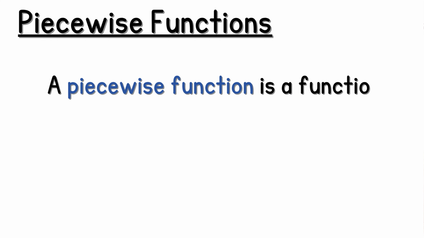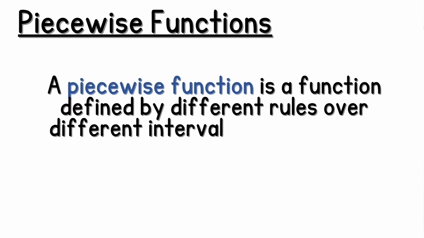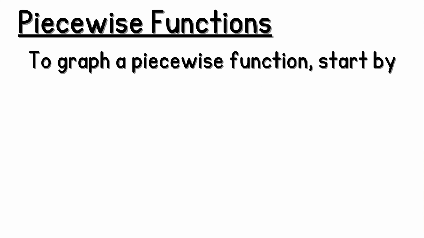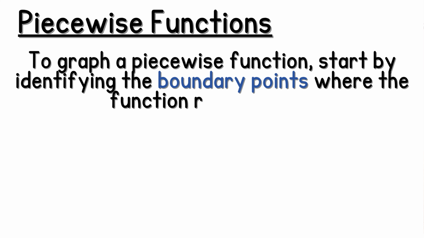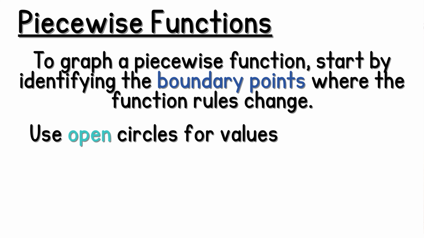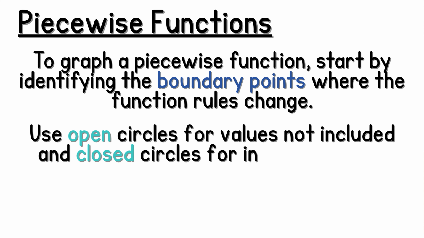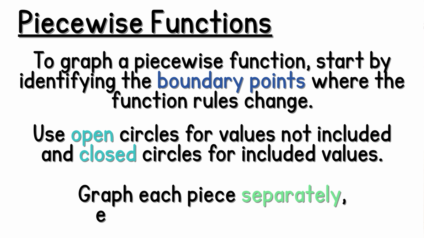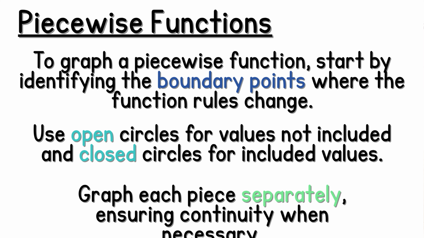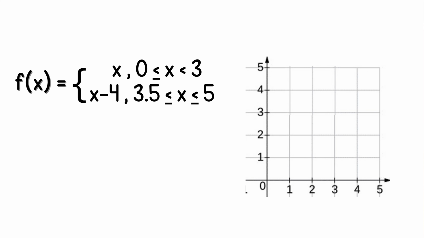A piecewise function is a function defined by different rules over different intervals of the domain. To graph a piecewise function, we'll start by identifying the boundary points where the function rules change. Then we'll use open circles for values not included and closed circles for included values. We'll graph each piece separately, ensuring continuity when necessary. So let's practice graphing a piecewise function.